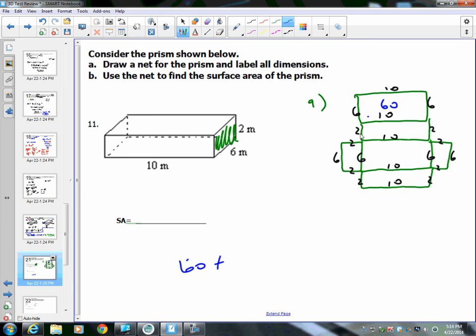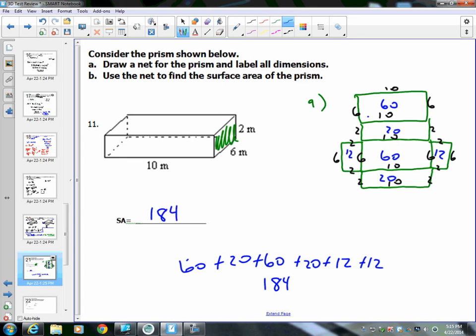This is another rectangle, 2 times 10, which is 20. This is a rectangle just like the top, 6 times 10 is 60. And this is another rectangle just like this one, 2 times 10 is 20. Then we also have these side sections, so 6 times 2 is 12. This is also 6 times 2 is 12. We're going to add up all of these pieces together. We get 60 plus 20 plus 60 plus 20 plus 12 plus 12. You add them all up together, you get 184.